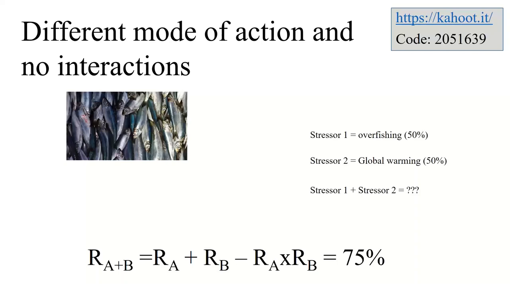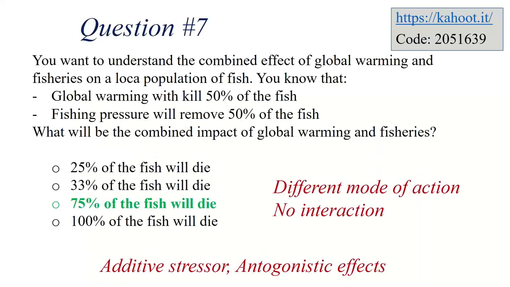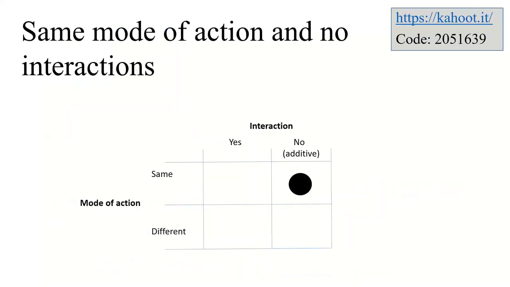So the right answer, and most of you were correct, is 75%. That's the easier scenario, and it makes your life much easier. You have additive stressors in that case, so they work in an additive manner with no interaction, but we can see actually what would be considered an antagonistic effect. So again, if you just look at the effect size, you can't really predict how the stressors are working.